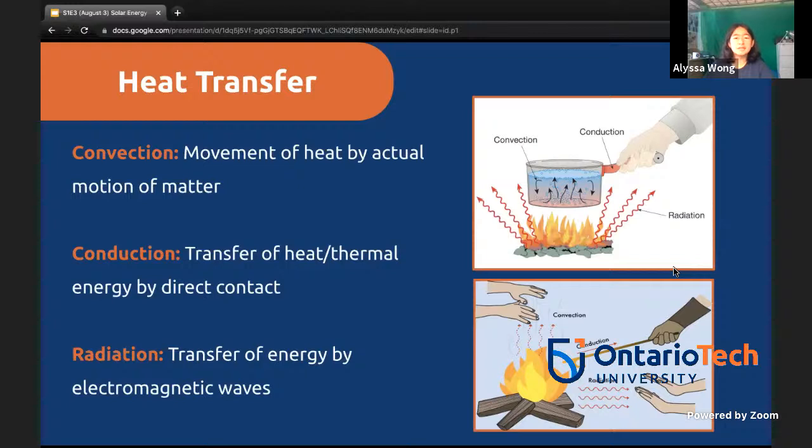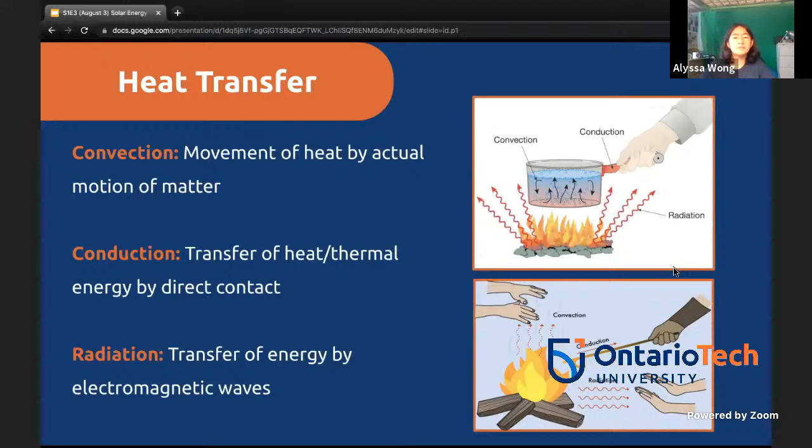Another example is conduction. Conduction is the transfer of heat or thermal energy by direct contact. Very similarly, as I explained with the sun, if you stand under the sun, you'll be able to feel it beating down on you. That is an example of conduction.